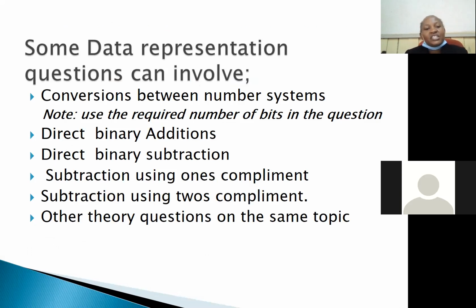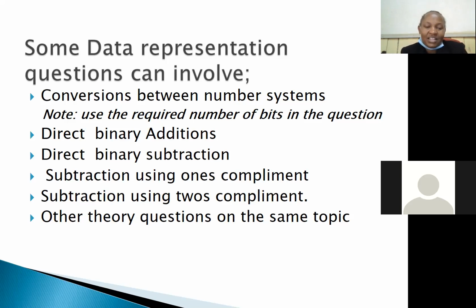1, conversion of numbers between one number system and another number system. Sometimes you can be told to give it with a given number of bits. Like for example, if you convert 7 to binary, it's going to give you 1, 1, 1. That is the binary representation of 7. Now, supposing the question requires you to give it in 6 bits, you are supposed to give the binary representation of 7 in 6 bits, depending on what the question requires of you.